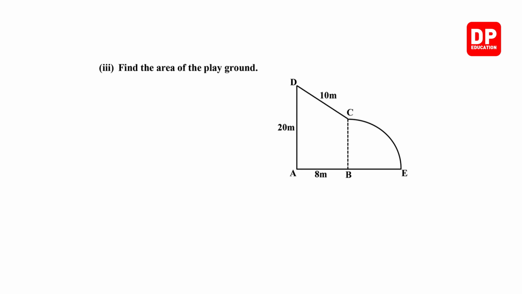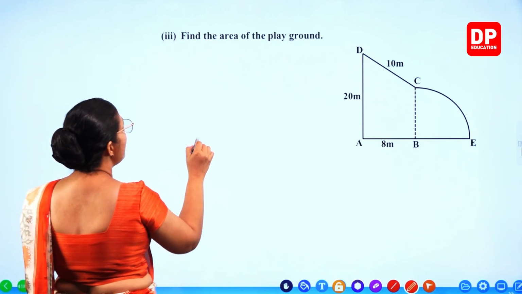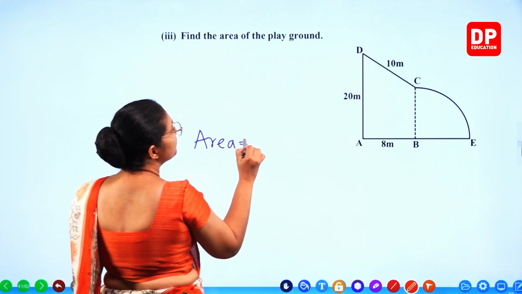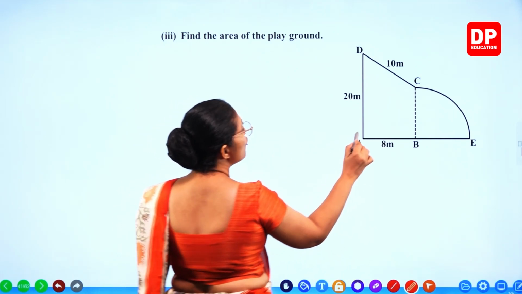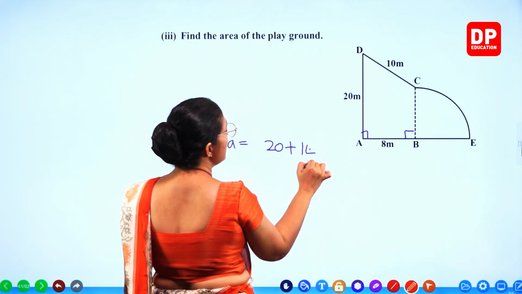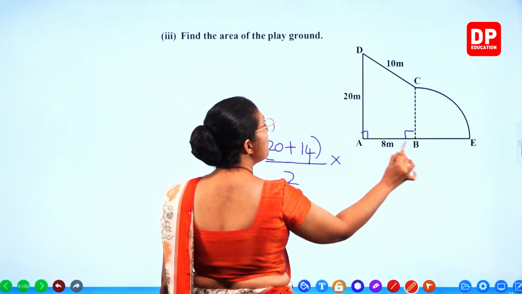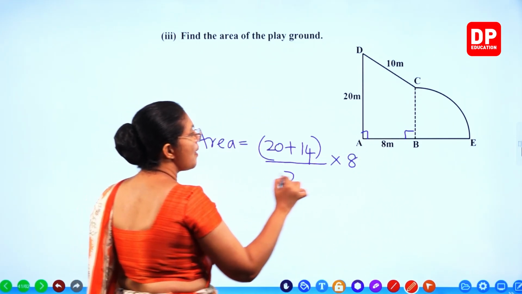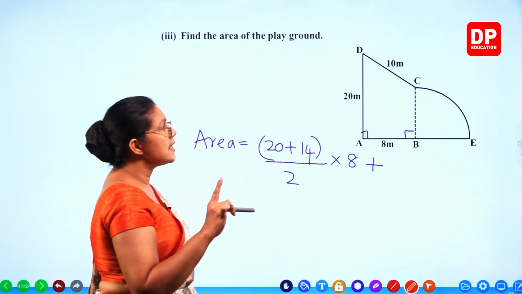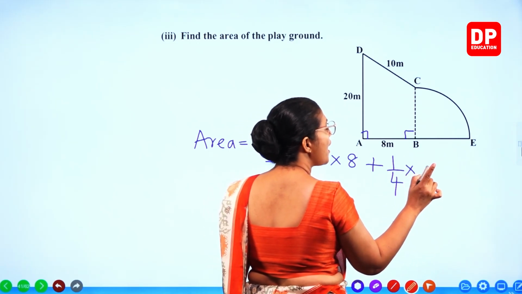Question number 3, part 3. Find the area of the playground. So you have to find the area of the trapezium plus area of the quarter of a circle. So area becomes area of the trapezium. How you find out? Length of the 2 parallel sides, 20 and 14, divide by 2 and multiply by the perpendicular height. That's 8. Plus, what's the area of a sector? 1/4, because this is a quarter of a circle, into pi r squared.